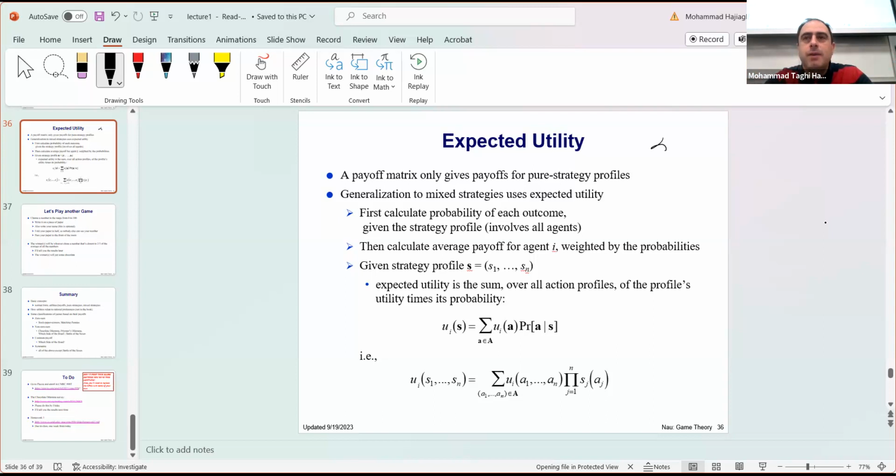So for mixed strategies, we cannot say just what is the payoff. We say what is the expected payoff. Because when we talk about randomized cases, we can only talk about expectations and not just a pure number. So, let me give you an example.